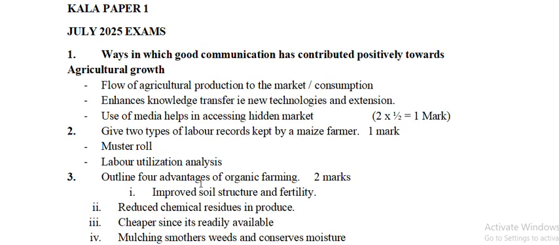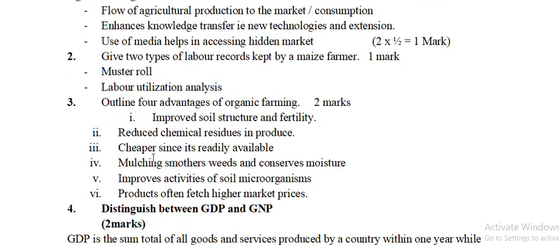Question 2, give two types of labor records kept by a maize farmer. The first one we have master roll, then labor utilization analysis.